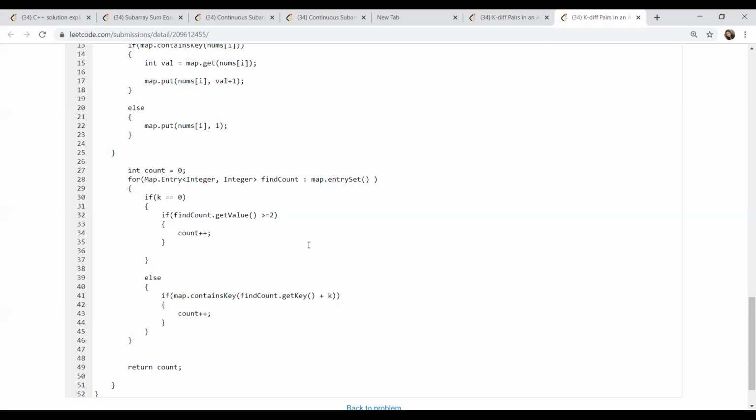Yeah, the problem is only with the case when k is equal to 0, because we have to check all the elements which are repeating more than 1. So for k equal to 0, I just use a hash map as a special case.